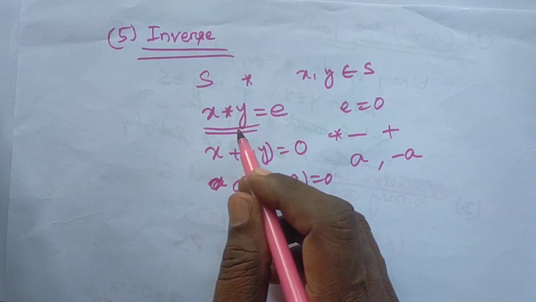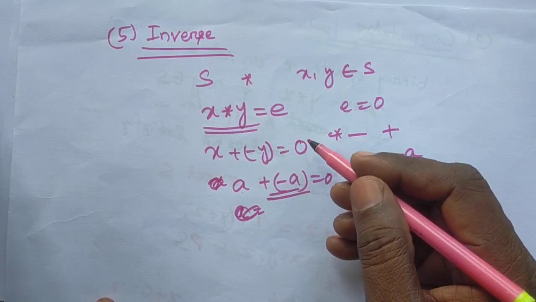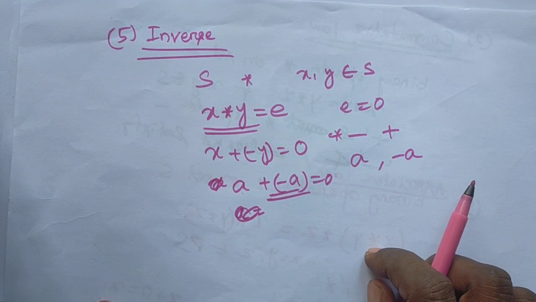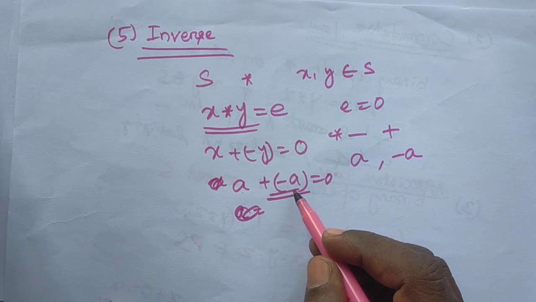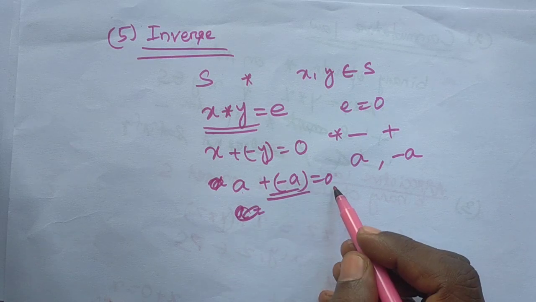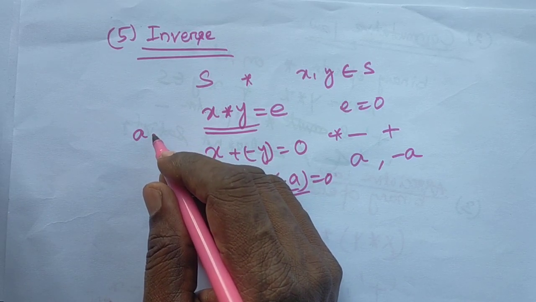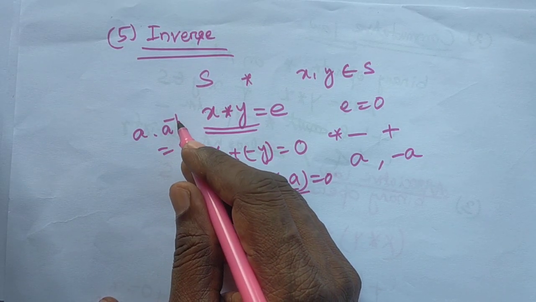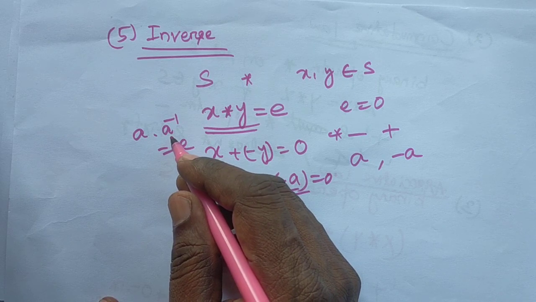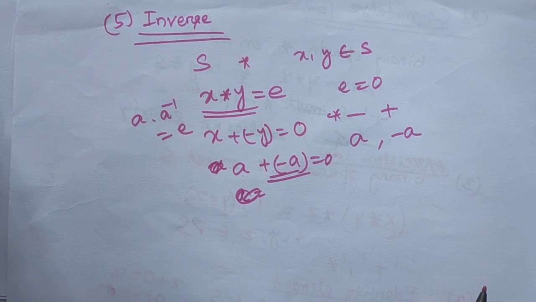So we define it in such a way that x with a certain operator with y is equal to E, where E is the identity element. The identity element may be 0 or 1; this is one example. From the addition point of view, a is the inverse of minus a, and minus a is the inverse of a; both added give 0. In the multiplication concept, a times a to the minus 1 is equal to E. A to the minus 1, or 1 by a, is the inverse of a. That is the inverse rule.